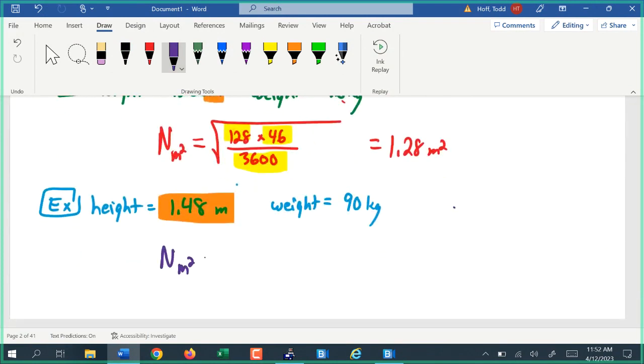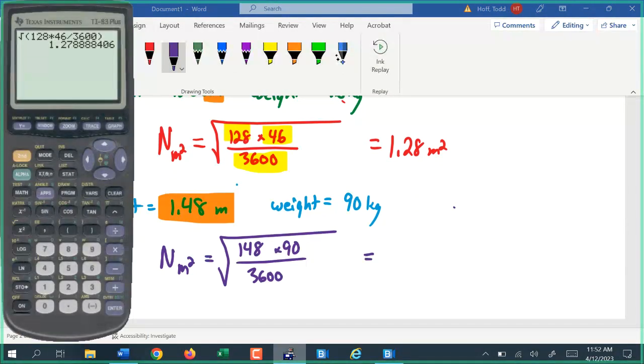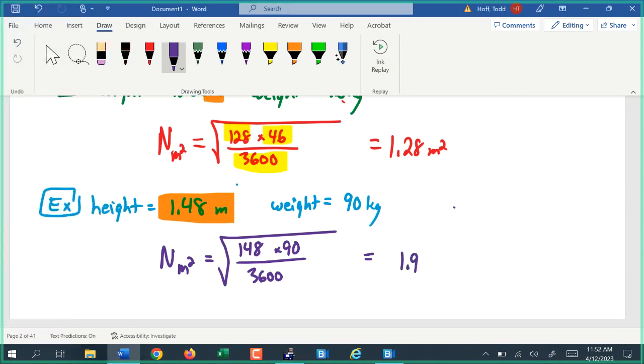So our body surface area in square meters would be the square root of 1.48 meters, which is 148 centimeters. So 148 times 90 divided by 3,600. So again, we just punch in square root 148 times 90 divided by 3,600. Close the parentheses, and we get 1.92 meters squared.